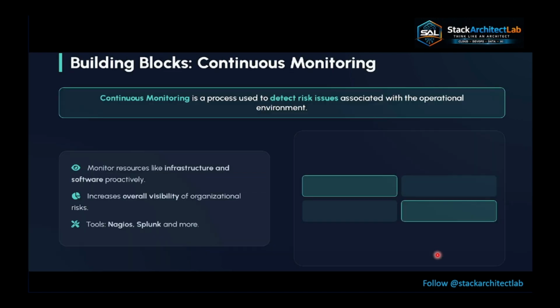And then finally, continuous monitoring comes, and continuous monitoring is a process used to detect risk issues associated with the operational environment. Various tools are available in the market. This is a very key area if you want to become an SRE. In monitoring, you can monitor resources like infrastructure and software, and you can increase the overall visibility of organizational risk. So Nagios, Splunk, you can see here, but many more tools are there, like Prometheus, Grafana, Azure Monitor, Azure Insights, CloudWatch, CloudTrail, and many more tools available in this category, which can help you do this in a better way.